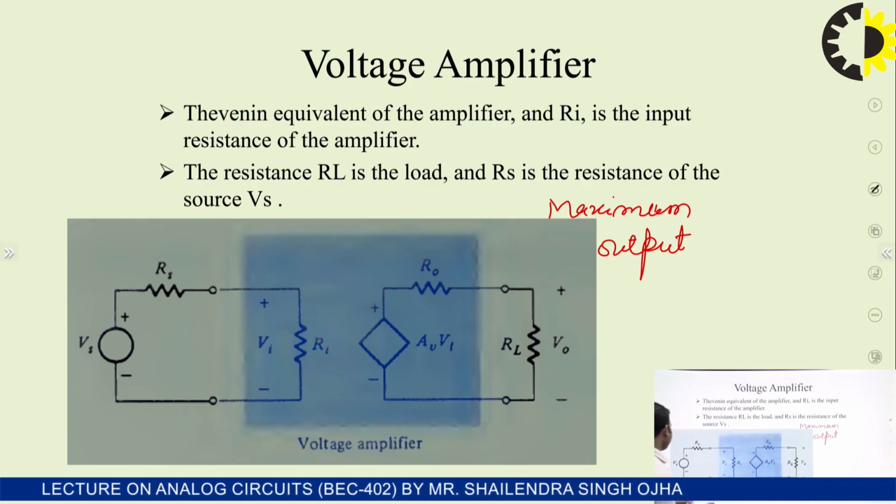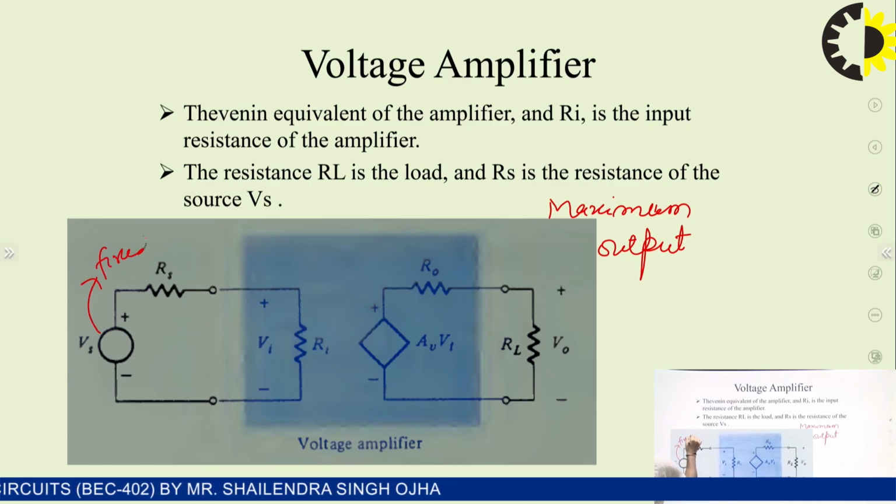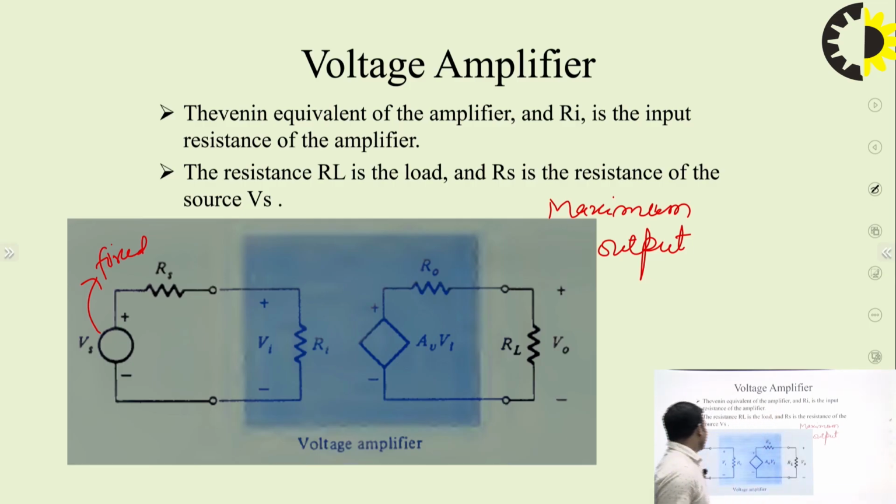For example, if Vs is fixed, obviously if the input increases, then the output will also increase. But this time we are considering that the input is fixed. This is the internal resistance of this Vs, and this is the input resistance of the amplifier, Ri, and this is Vi. If Vi is more, then Av into Vi will also be more.